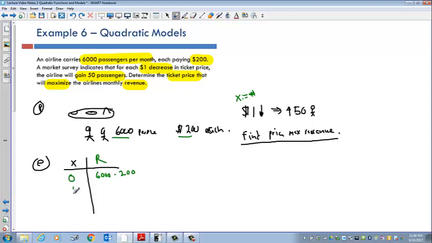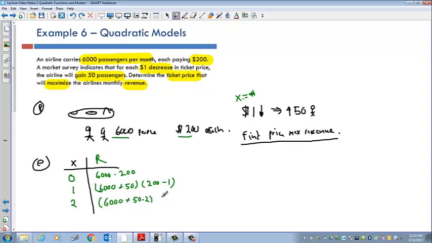So let's now pretend like X is 1. What does that mean? You made a $1 decrease. And so what happens to the 6,000? So 6,000 passengers becomes 6,050. Basically, you add 50. Then what happens to that 200? Well, you went down $1, so that 200 becomes 199, or 200 minus 1. You don't want to do the calculations because you'll lose the form, so it'll be hard to discover the formula. So now what happens with 2? Two $1 decreases. Well, you get the 50 people from before, plus another 50. So you have 6,000 plus 50 plus 50, or if you want, 50 times 2.